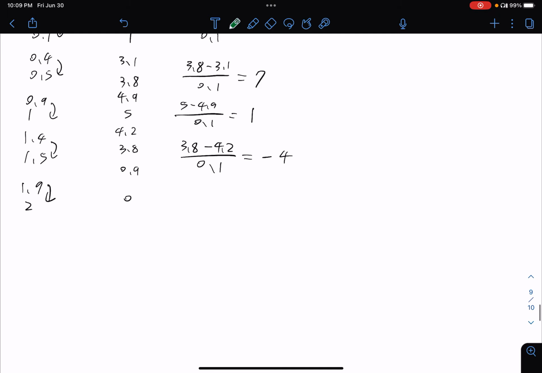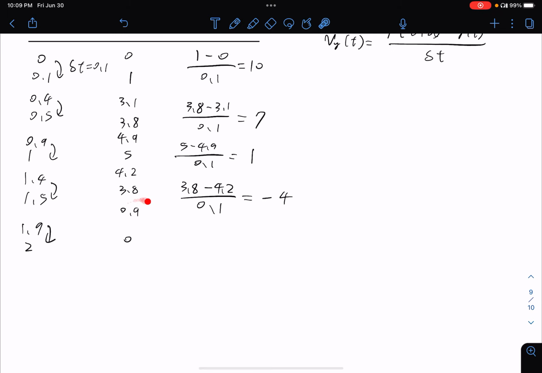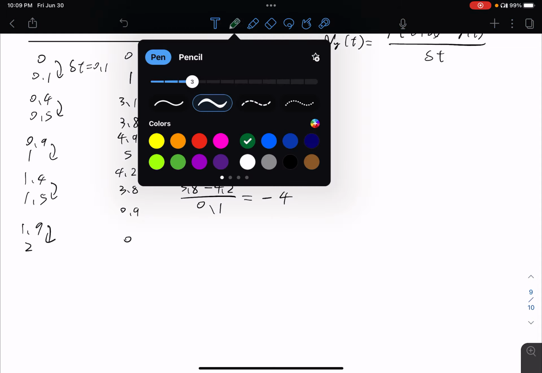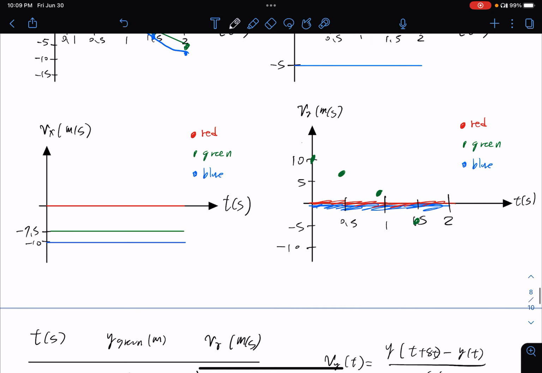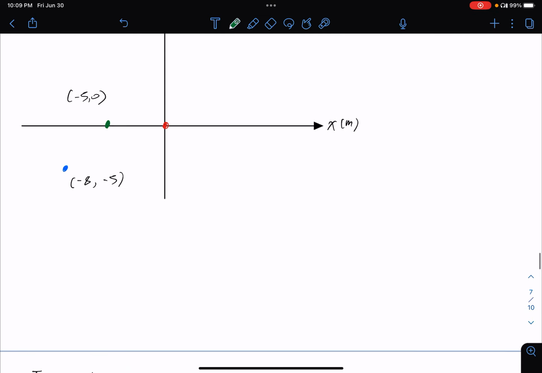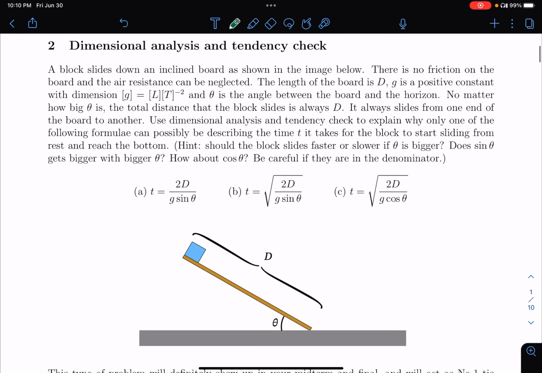The last dot: the later time is 2, the earlier time is 1.9. So the later y position is 0, the earlier is 0.9. Divided by 0.1, you get minus 9. So the y velocity becomes minus 9. So you see, it looks like a straight line. So that's the vy-t graph for the green dot. And all of this completed problem part A.